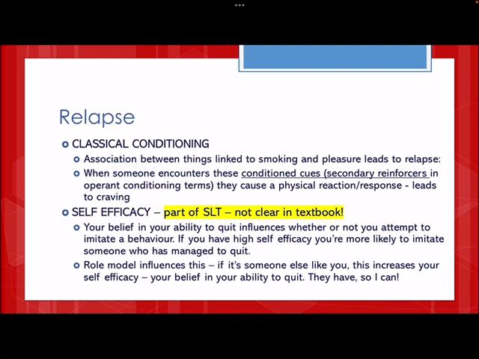Okay, the last part of this is self-efficacy. So self-efficacy, remember, is your belief in your ability to do something. And that's part of social learning theory, because if we have a role model who has managed to quit smoking, then we are more likely to imitate them. It increases our self-efficacy. Whereas if you know someone who has not managed, who's tried and failed to quit smoking lots of times, then that's going to reduce your self-efficacy as well. You're going to be less likely to succeed in quitting.